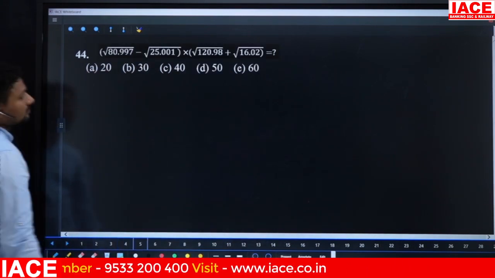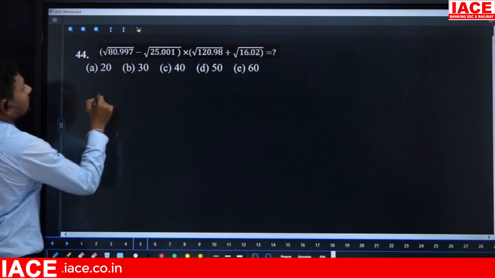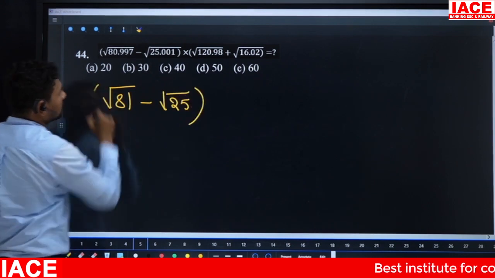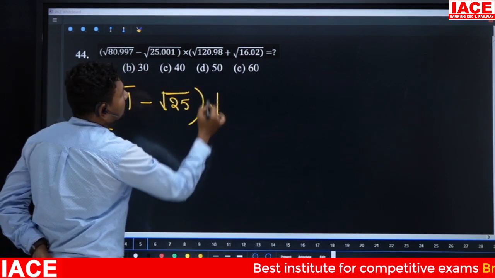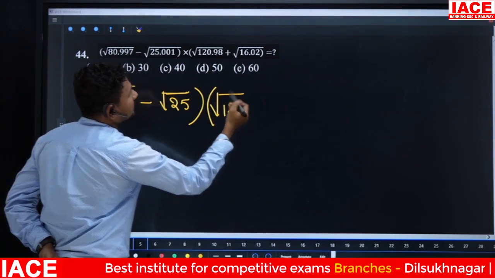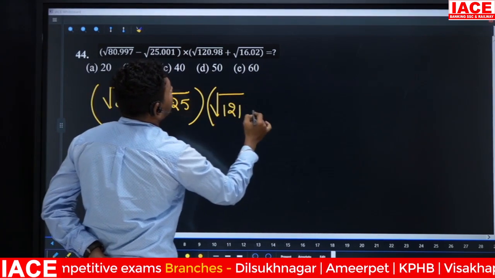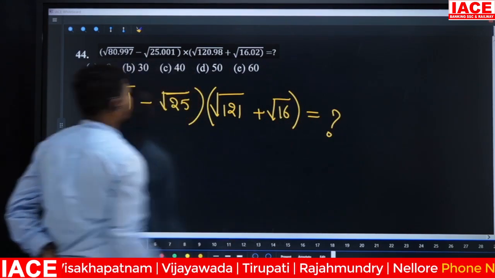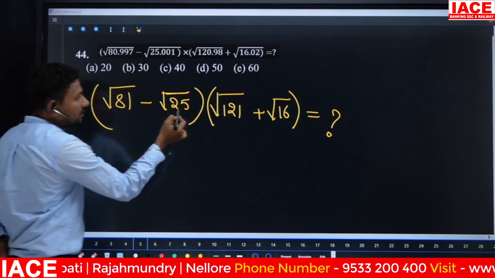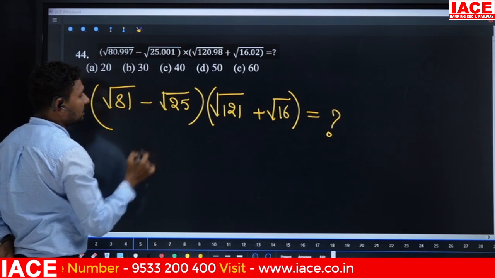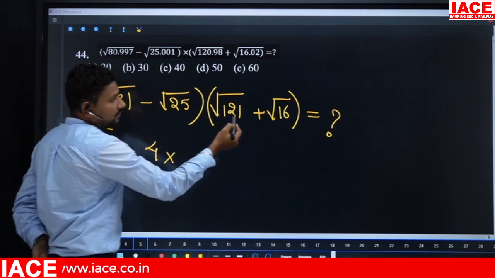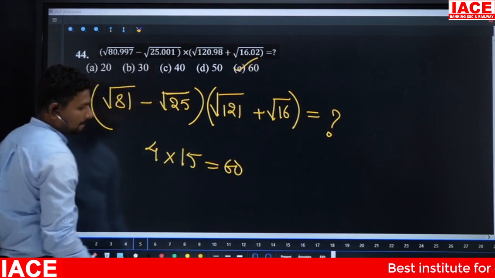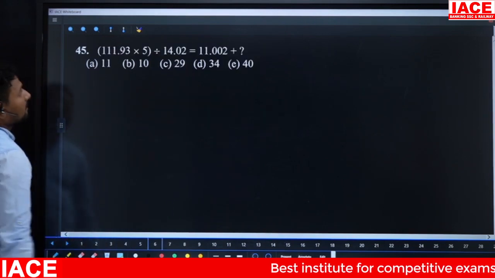So next one, root of 80 point something is given, we can write root of 81 minus root of 25. Again root of 120 point something is given, we can write 121 plus root of 16, which is equal to what? Root of 81 value is 9, root of 25 value is 5, 9 minus 5 is equal to 4, and root of 121 value is 11, 11 plus 4 is equal to 15, 15 fours are 60, our option is E. And go for the next one.